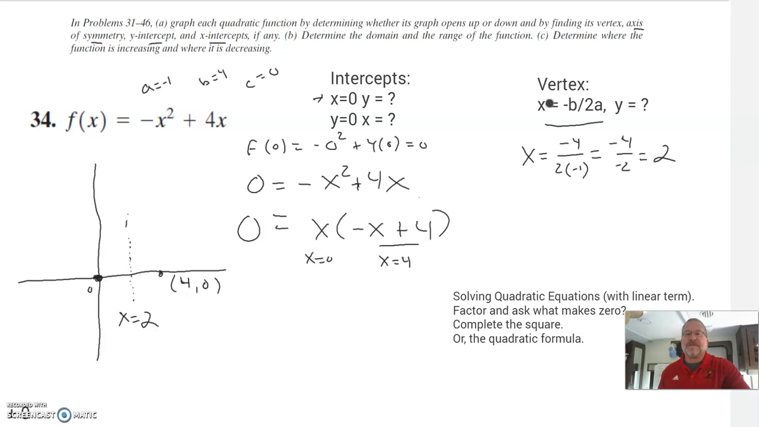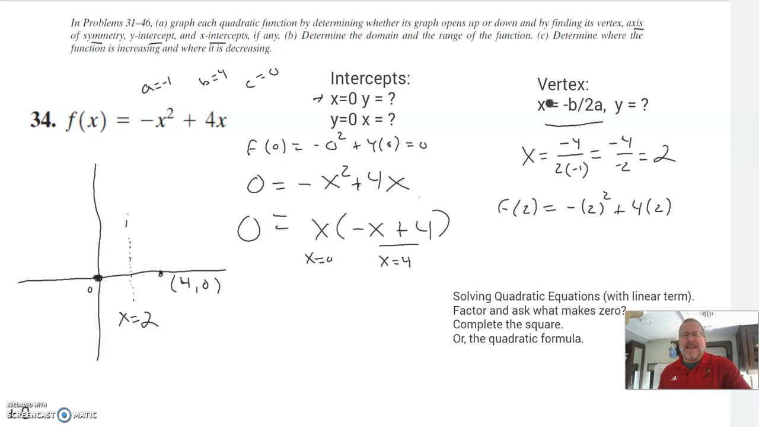Oh, well, not surprisingly, that's positive 2. How do you get a y-coordinate? Plug and chug. Don't forget, if you have an x of 2, just plug and chug. Be mindful. Be very, very careful of all the order of operations that you have to do here.